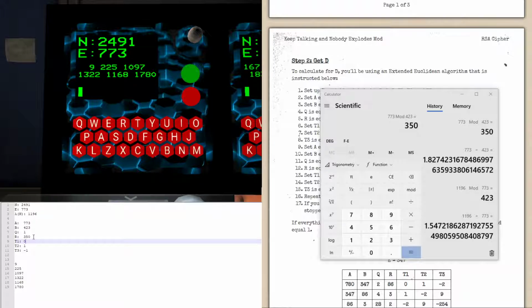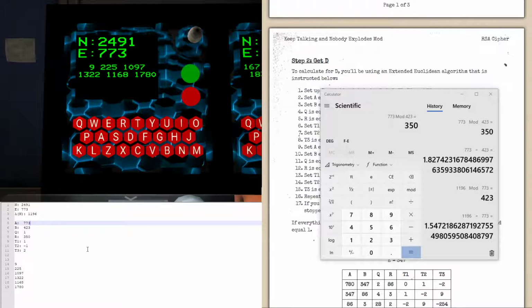Then T1 is going to be T2, T2 is going to be T3, and T3 is going to be T1 minus the product of T2, which is negative 1, times the quotient. So negative 1 times 1 is negative 1. So 1 minus negative 1 becomes 2. All right, let's keep going. And we're going to keep doing this until our remainder is 0.